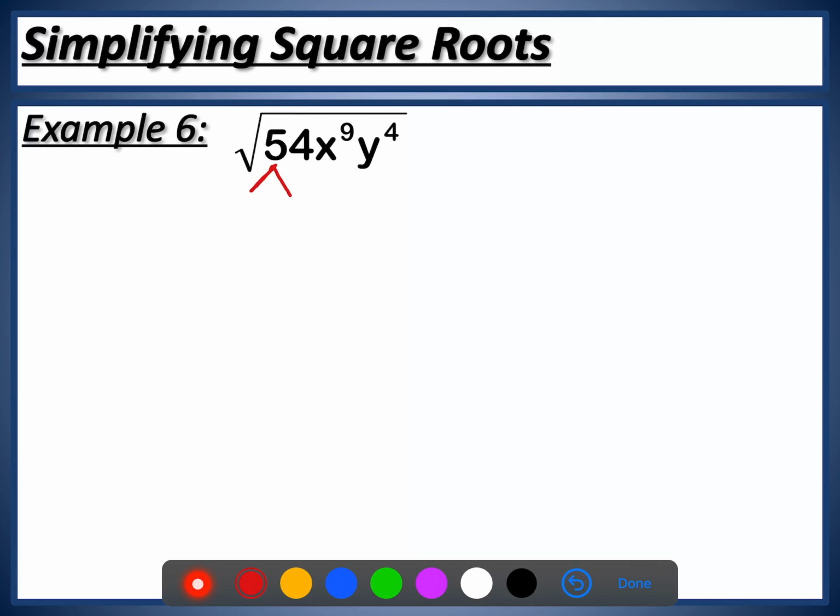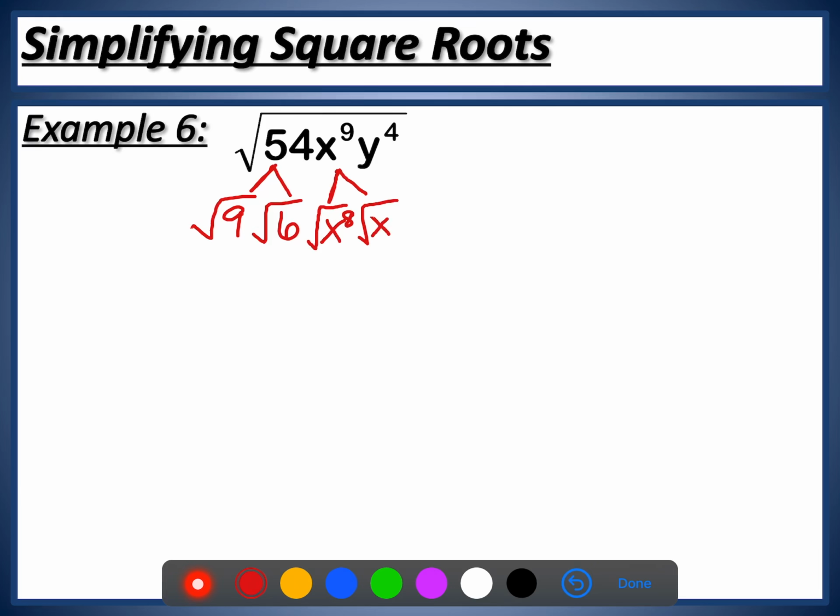Okay, so start with your coefficient. So what perfect square will we break this into? We're going to use 9 and 6. Okay, now don't get confused with your exponents because 9 and 4 are perfect squares. Remember, you're dividing by 2, so you need an even exponent. So we're going to use 8 and then that leftover x. So remember, you have to go to the smaller closest even number. You can't make it bigger.